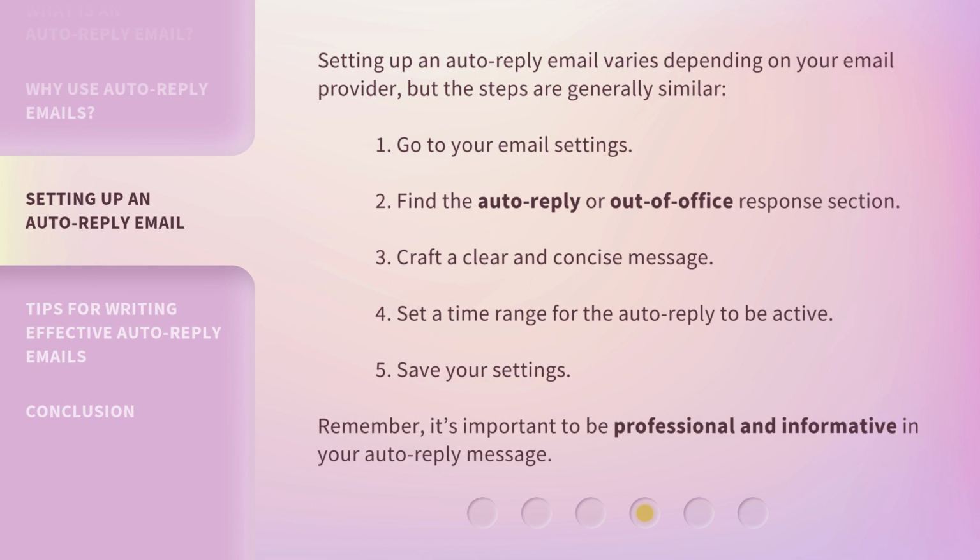Setting up an auto-reply email varies depending on your email provider, but the steps are generally similar. 1. Go to your email settings. 2. Find the auto-reply or out-of-office response section. 3. Craft a clear and concise message. 4. Set a time range for the auto-reply to be active. 5. Save your settings. Remember, it's important to be professional and informative in your auto-reply message.